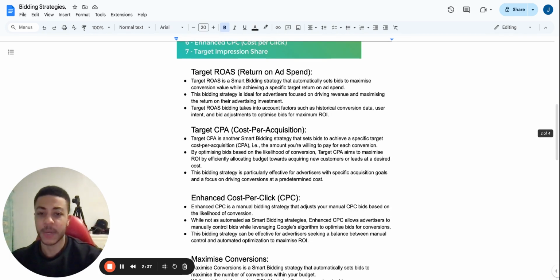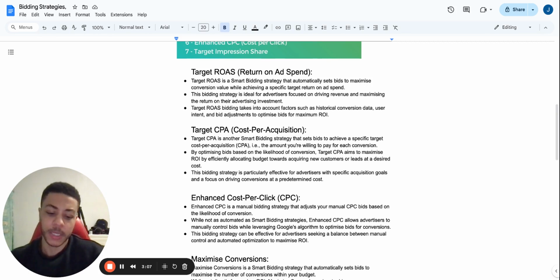The next one would be target CPA. What is CPA? CPA is just cost per acquisition. How much does it cost for you to get a conversion? Target CPA is another smart bidding strategy that sets bids to achieve a specific target cost per acquisition. This basically means how much you're willing to pay for each conversion, like I said before. By optimizing bids based on likelihood of conversion, Target CPA aims to maximize ROI by efficiently allocating budget towards acquiring new customers or leads at a desired cost.